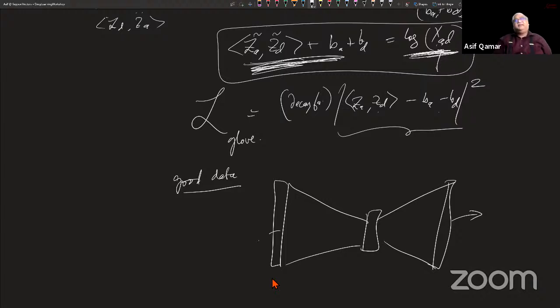So what will happen is this thing will learn. There'll be an abstract encoding that the network would have learned. You only show it good data. And then suddenly you show it an anomaly, right? You give it an anomaly. Guess what will happen to the Z of the anomaly?